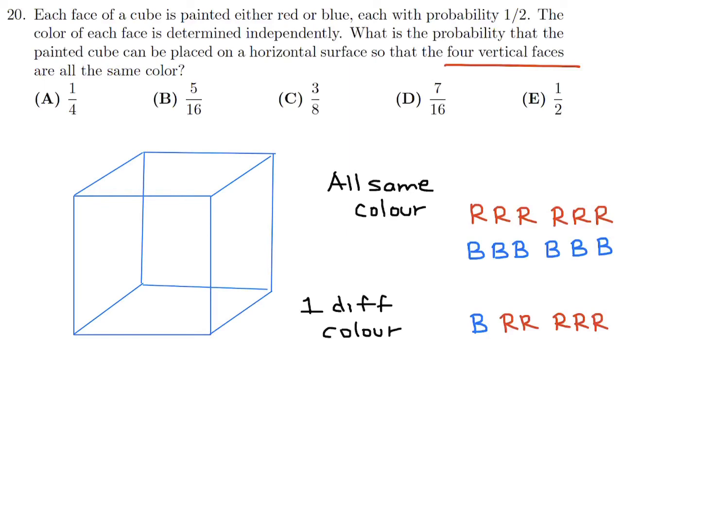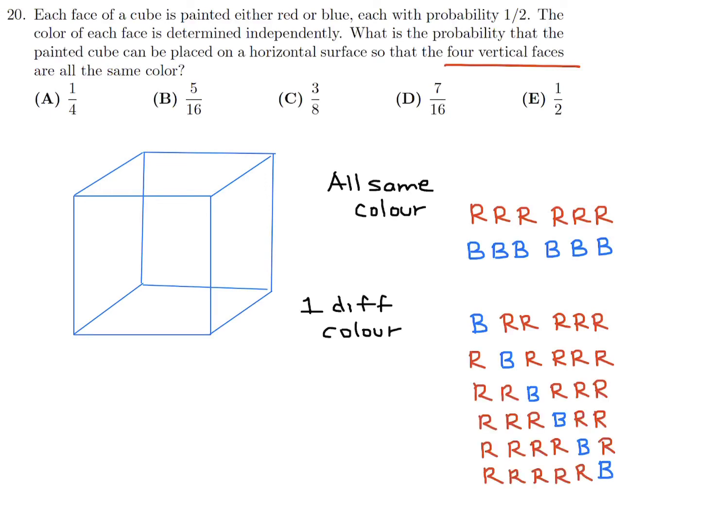So how many ways of doing that is there? Well, there's more than one. You can put the red everywhere except one face, and that one face can be any of the 6. So I'll just write them out. There's 6 possible ways of doing that. So basically that type of scenario.